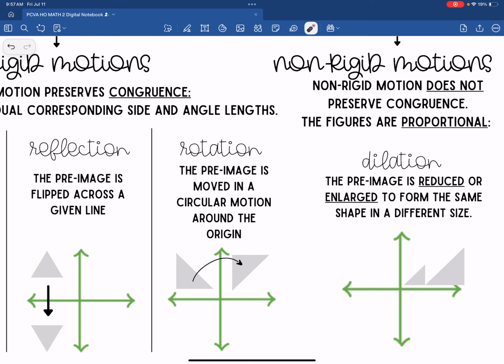So we can reduce the shape by, let's say, half. So if this was 10, then that reduces to 5. If this is 16, then that would reduce to 8. And if this is 8, then this would reduce to 4. Okay, so these are all proportional to 1/2. So we have a pre-image. It is reduced or enlarged by the same number, and it's going to be the same shape, just a different size. So keep that in mind.